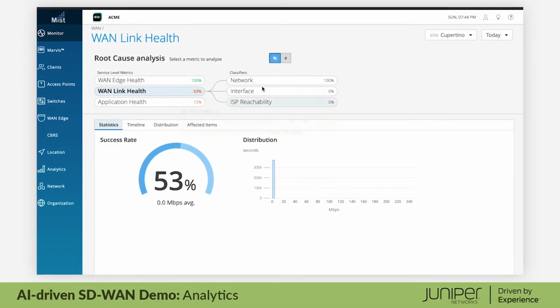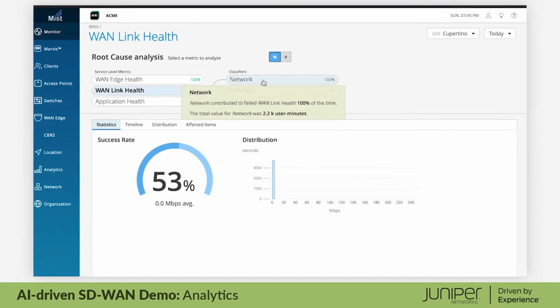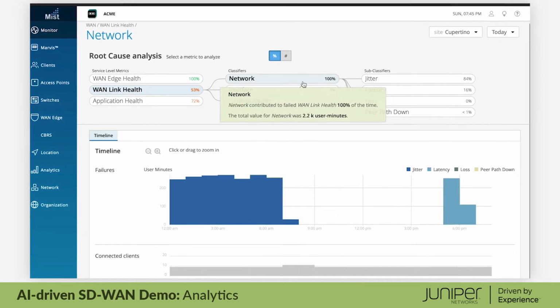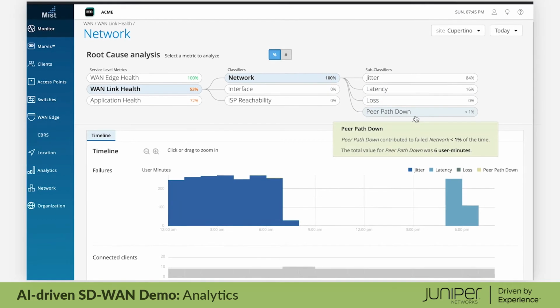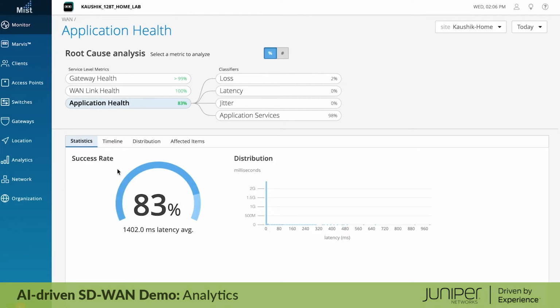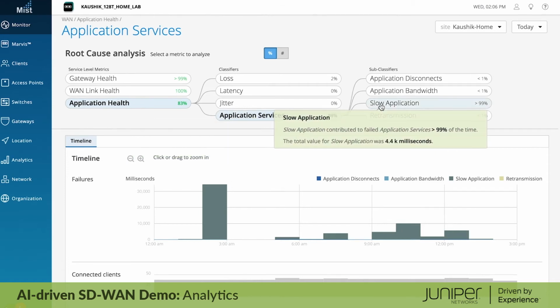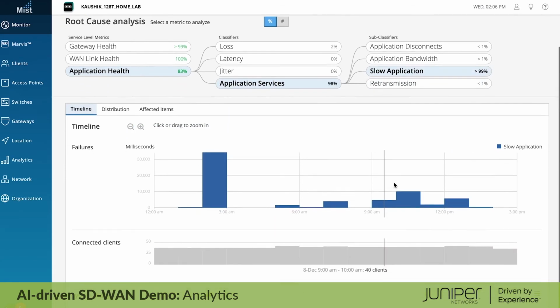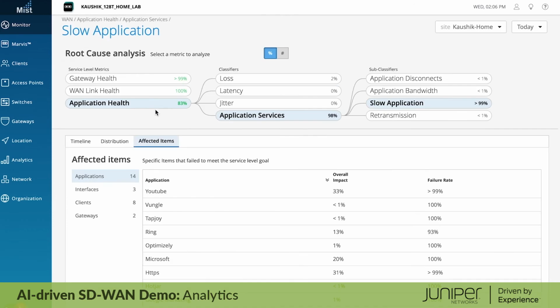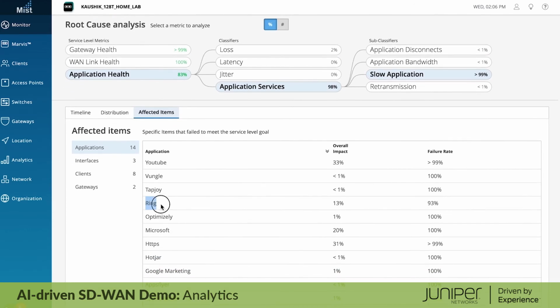Selecting any of these metrics will break down the cause of the data even further, allowing us to get to the root cause of the issue we are experiencing faster. Here is a real-world example where we were able to determine from the SLE provided by the session routers to the Mist Cloud that the cause of application slowness on our network was due to an AWS outage.